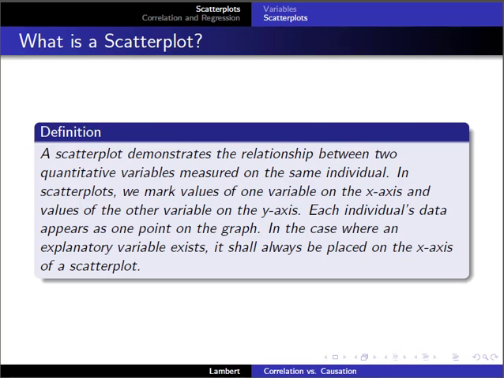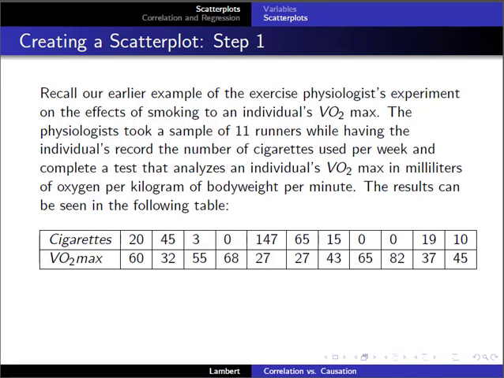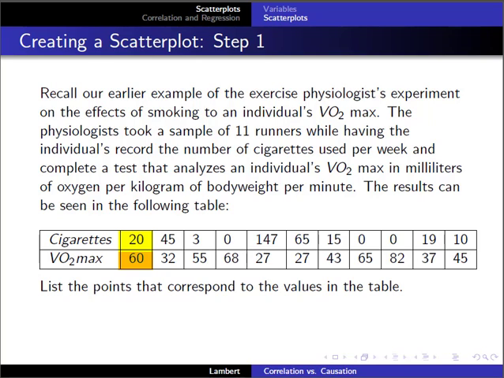So without further ado, let's take a look back at one of our earlier examples. We had that physiologist experiment on smoking's effect on an individual's VO2 max. Let's say we have the following table for 11 runners, okay? And we want to look at this data and actually list the points. Well, your explanatory variable was the number of cigarettes used per week, which was 20. And the response variable was that VO2 max, which is 60.